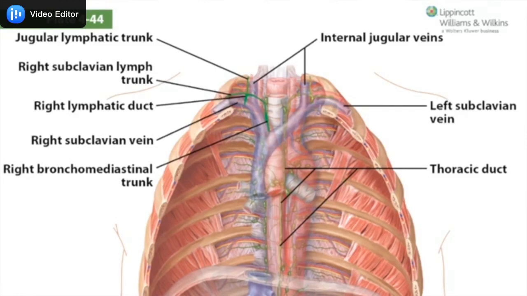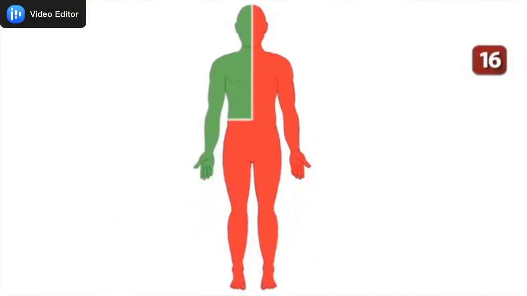The right lymphatic duct and the thoracic duct enter the venous system on opposite sides of the body near the junction of the internal jugular and right subclavian veins. Generally speaking, the right lymphatic duct drains the right upper quadrant of the body, while the remaining 3/4 of the body are drained by the thoracic duct.